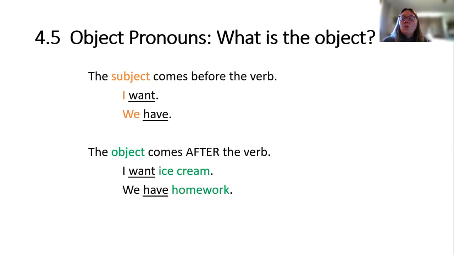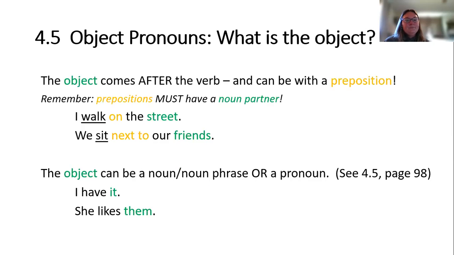We have homework. What do we have? We have homework. Again, ask a what question. If you can answer the what question, then you know you have an object here. Ice cream and homework are both nouns. Remember, the object comes after the verb.